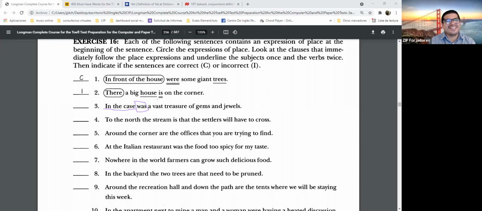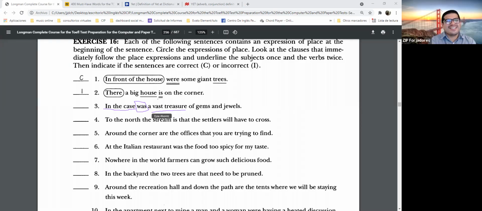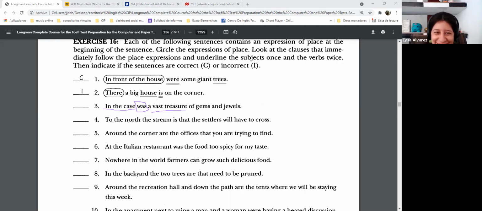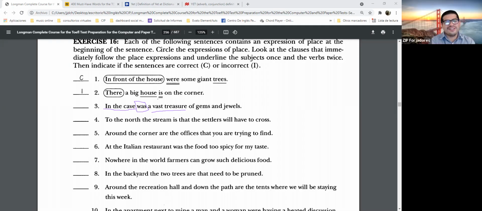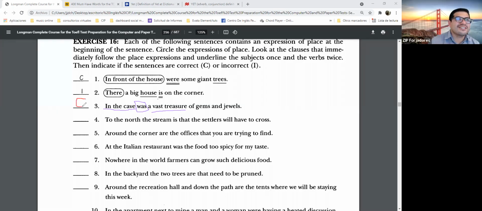First is the verb and the subject. The verb and the subject is this one, a vast treasure, right? Yes. So it's necessary, "in the cave," to make meaning in the sentence. I think yes. Yes, very good. So I think it's correct. Very good. Excellent. Let's go with number 4.